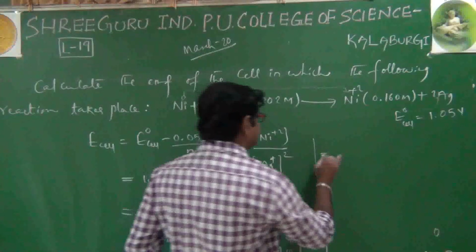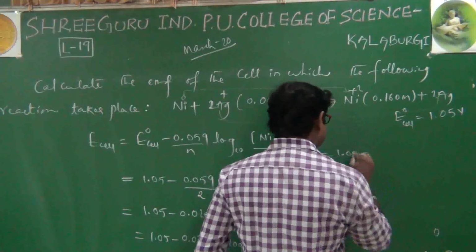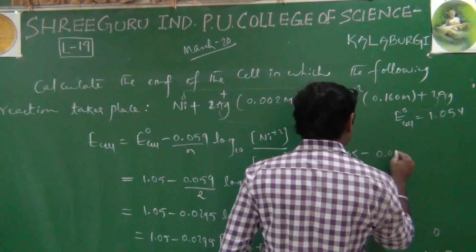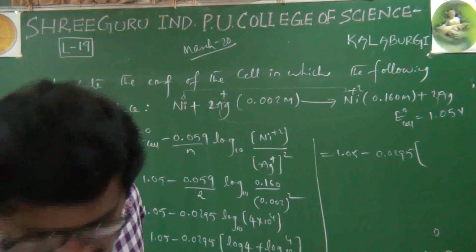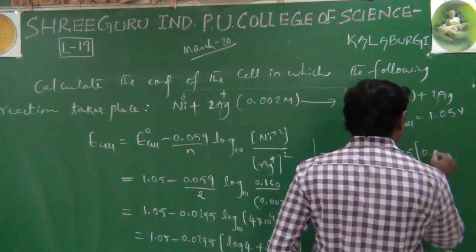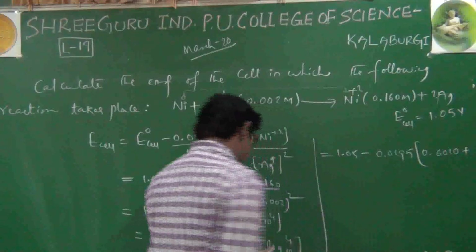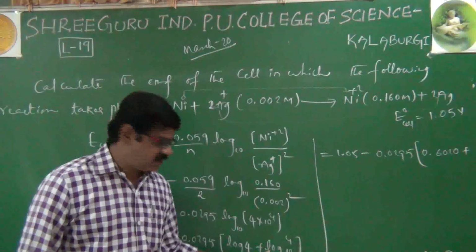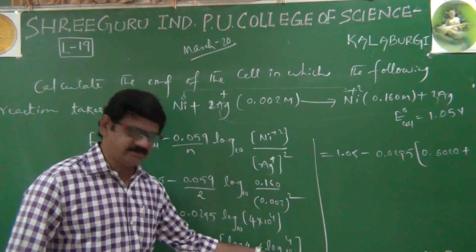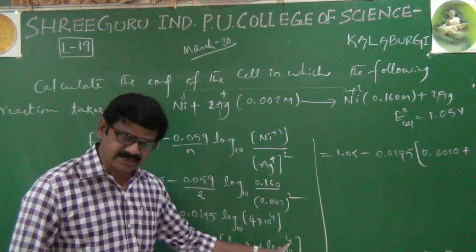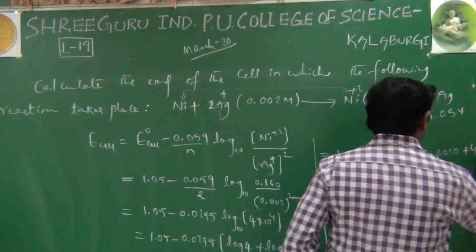Next, that is equal to 1.05 minus 0.0295. Next, the log 4 value is 0.6020. Next, again one more formula: log m to the power of n is nothing but n log m, so 4 log 10 base 10. Log 10 base 10 is 1, so 4 into 1 is 4. Write directly 4.